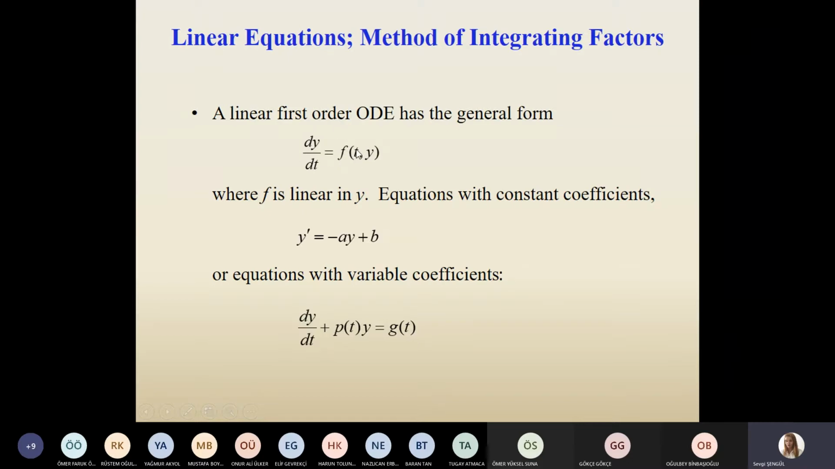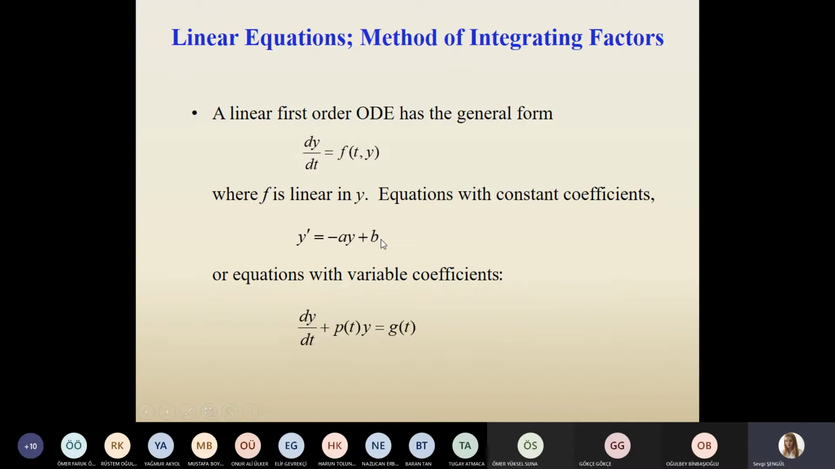And this f of t, y is linear, which means that y is alone and the coefficients will be either constant or depending on the independent variable, right? We talked about the classification last time, and we know what the form of the linear differential equation is. And this is the form, and here a and b are constants.